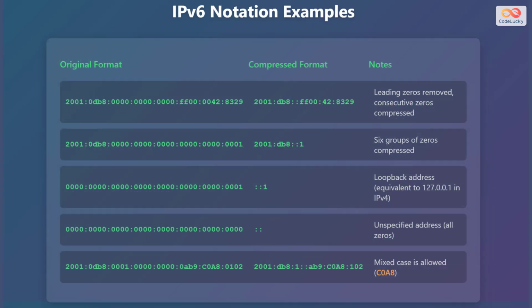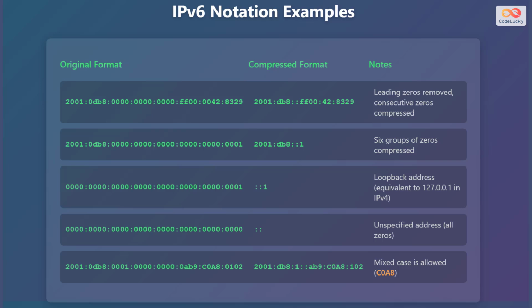Let's explore some examples of Internet Protocol version 6 notation. Consider the original format of 2001:0db8:0000:0000:ff00:0042:8329. The compressed format is 2001:db8::ff00:42:8329. This is because leading zeros are removed and consecutive zeros are compressed.